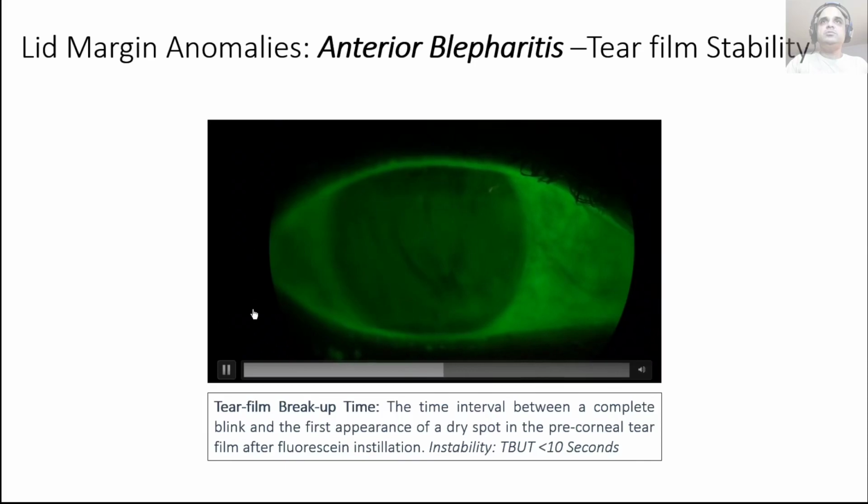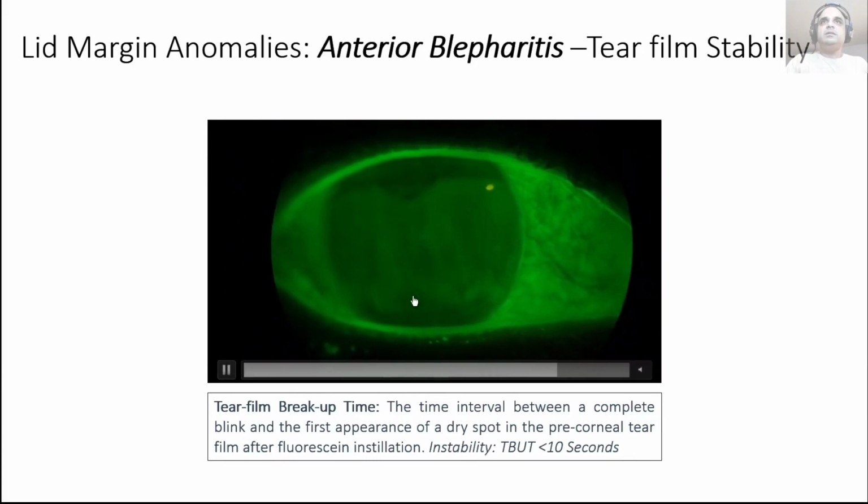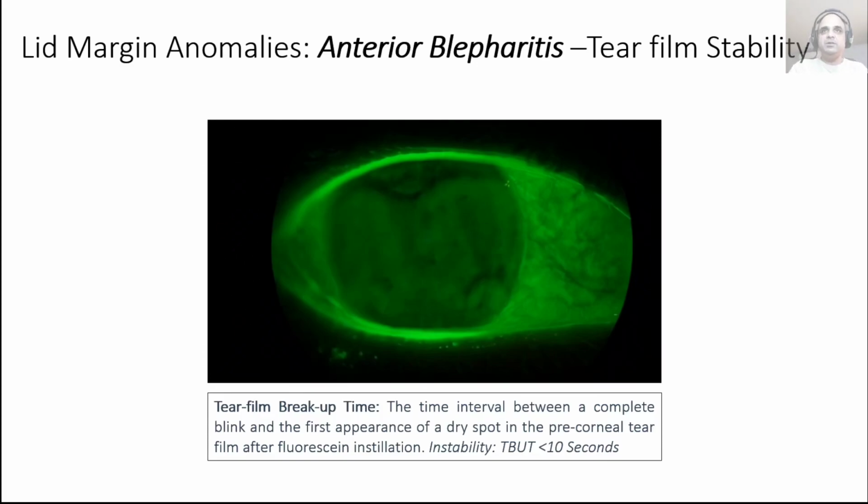1, 2, 3, 4, 5. So it's within about 5 seconds you start getting a break in the tear film, which is represented by clear areas where there is no dye. So this patient would have an instability of the tear film.